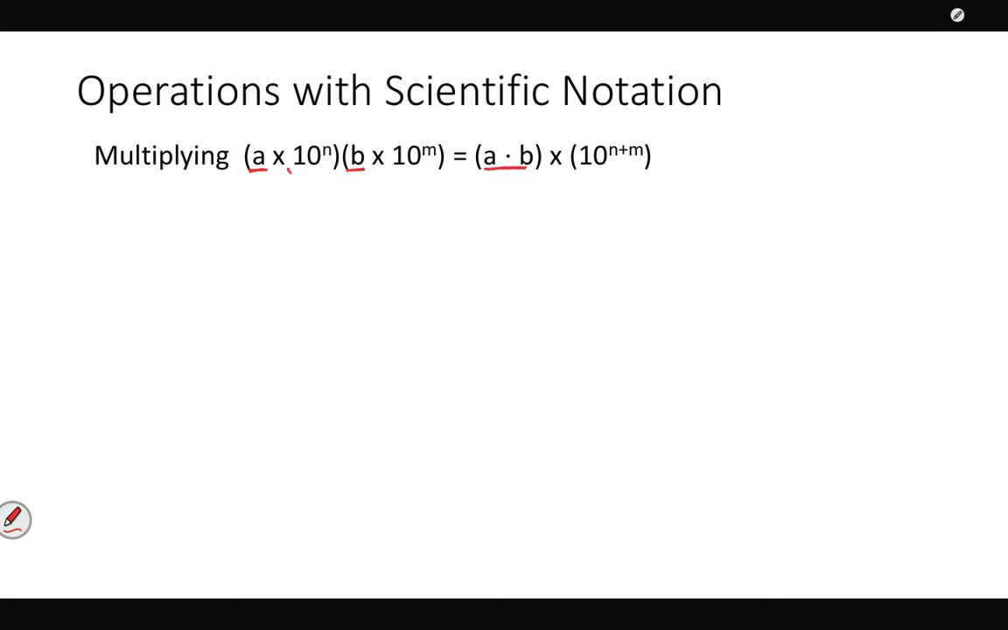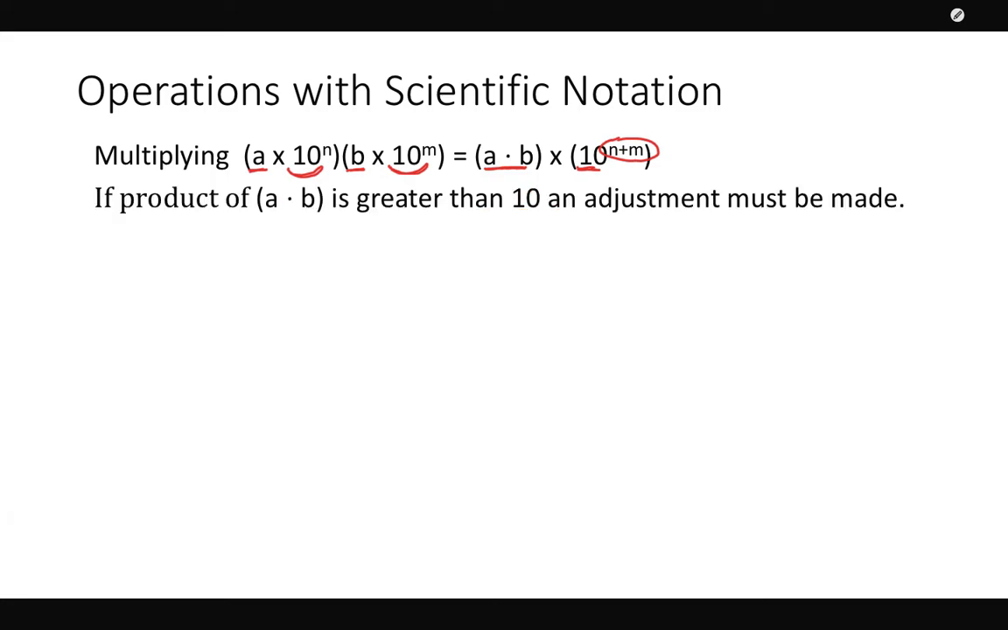And then because these two powers both have a base of 10, we keep the base the same and we simply add those exponents. Now the one thing we do have to be careful of is if a times b, if that number is greater than 10, then we do have to make an adjustment to write it into proper scientific notation.